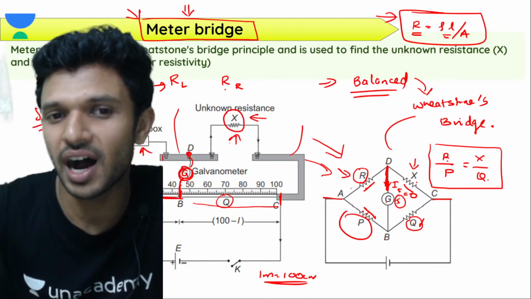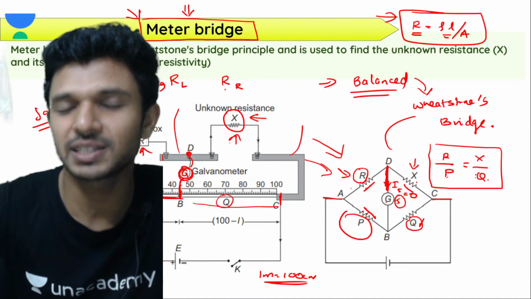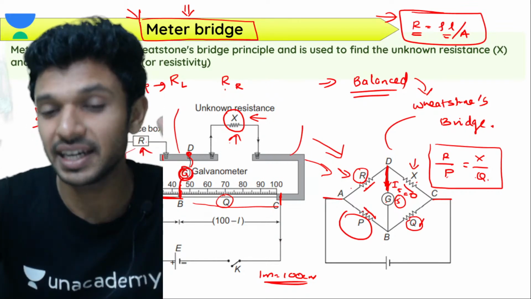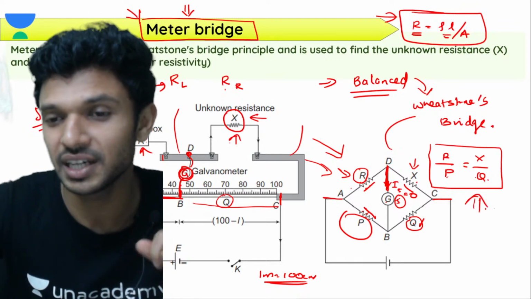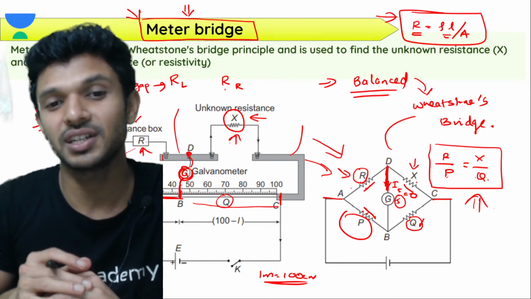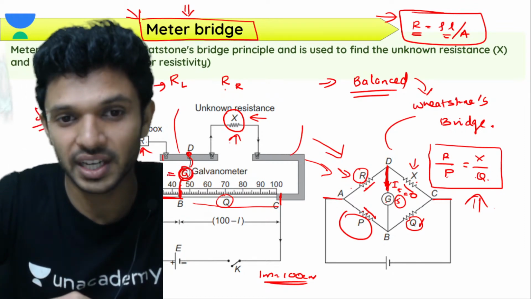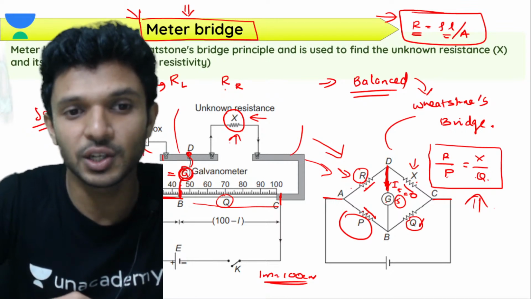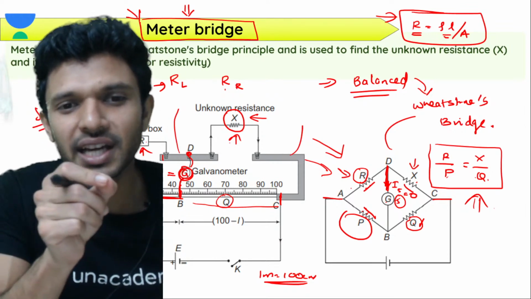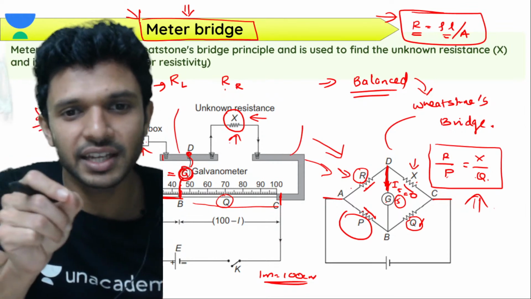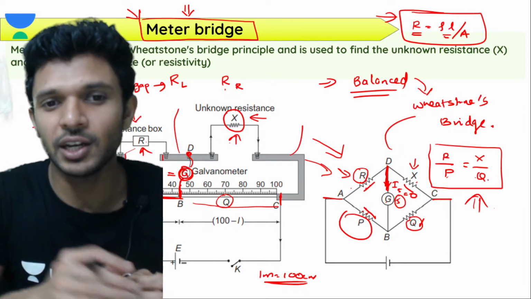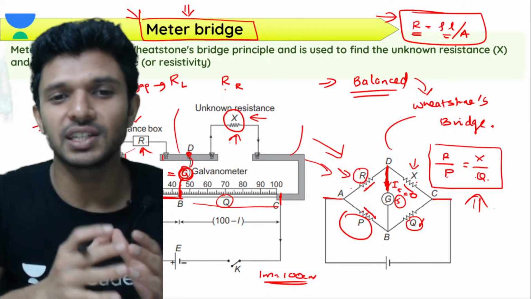This ratio of R by P will be equal to X by Q will be satisfied. And in that condition, how can we understand this ratio will be satisfied? Because when this ratio is being satisfied, the current through the galvanometer will be equal to 0, or the galvanometer will be showing 0 deflection. So what you have to do? Yes, you have to keep on moving that jockey on that 1 meter length of the wire. The ratio of resistance will keep on changing. At a particular value, the galvanometer will be showing 0 deflection.